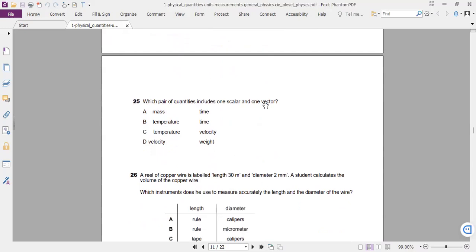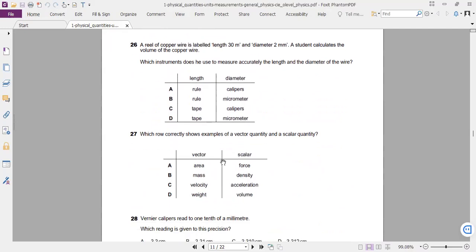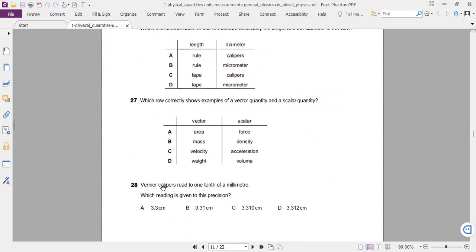Pair of quantities, scalar and vector. You should be able to do this question very easily. A reel of copper wire is labeled 30 meter with diameter 2 millimeters. And again, instrument. So we have done this many times now. I will leave this for you to do. Again, vector and scalar, very easy for you.